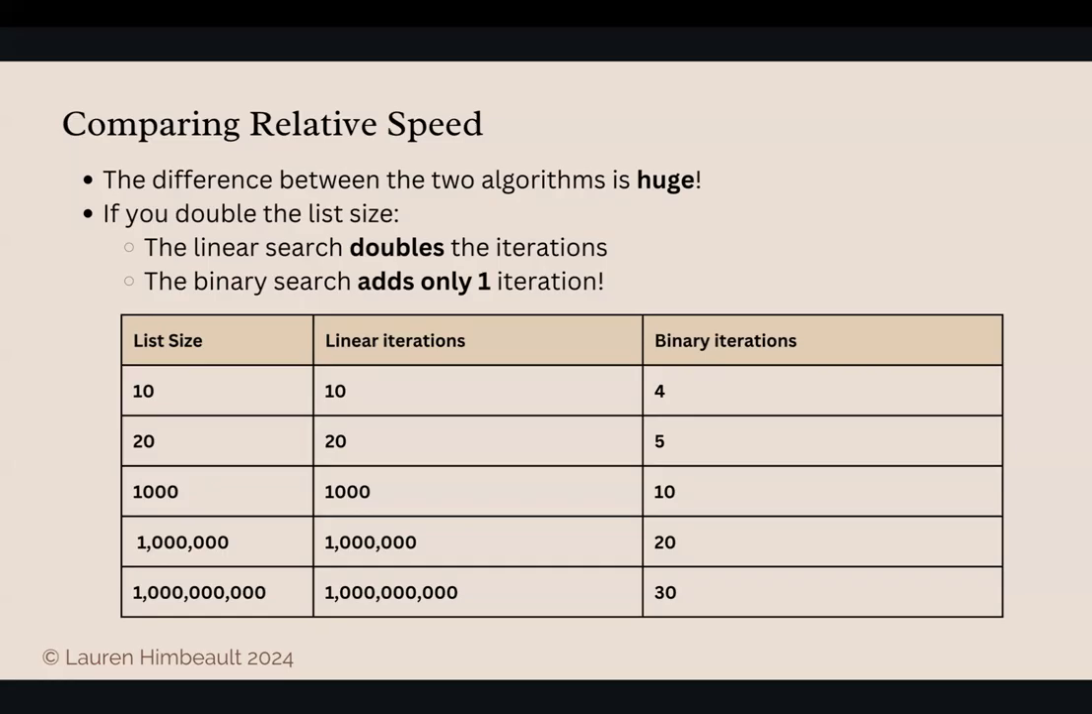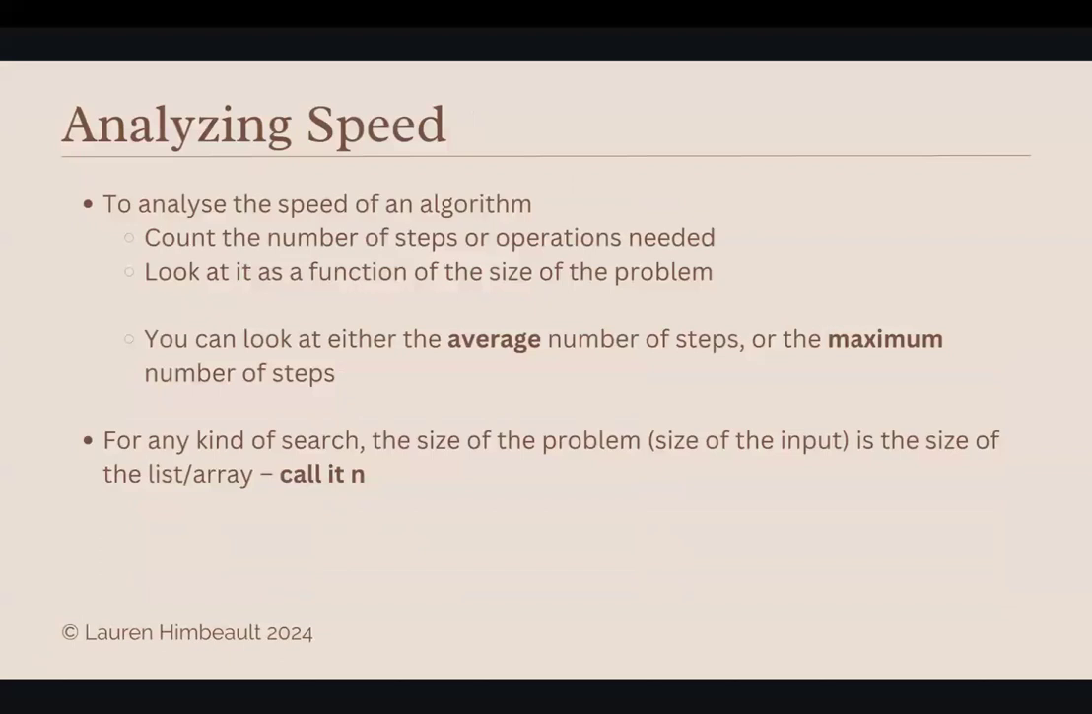So we really start to see the difference in an n algorithm versus a log n algorithm when we start to increase our element size, our problem space. When we want to actually analyze the speed of an algorithm, what we are talking about effectively is counting the number of steps or operations that are needed. And we try to look at it as a function of the size of the problem.